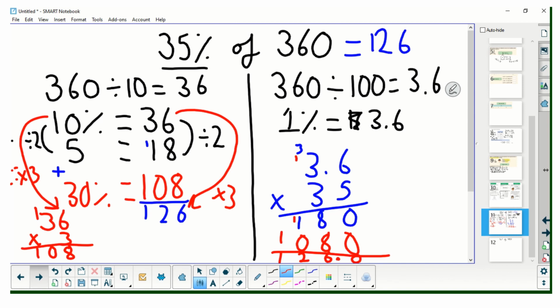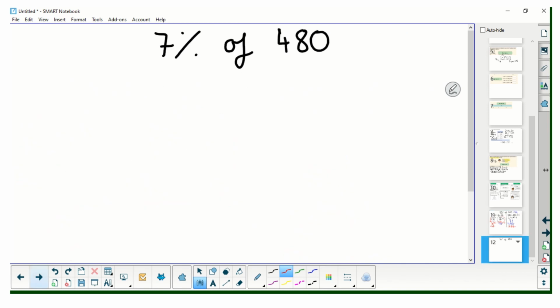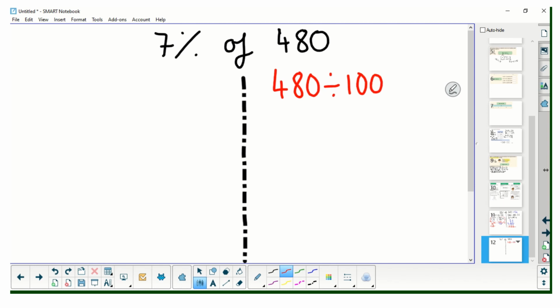Now I'm going to do it again, but this time I'm going to do 7% of 480. What I'm going to do, I'm going to split the page. I'm going to do the other method first this time. So I'm going to do 480 divided by 100 to find 1%. I know 480 divided by 100 is 4.8.